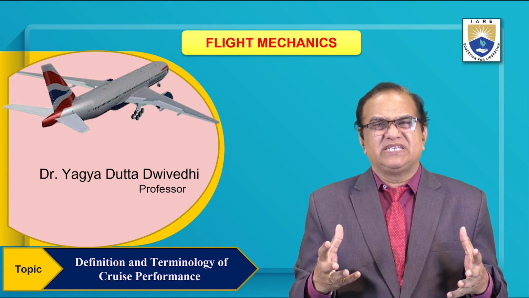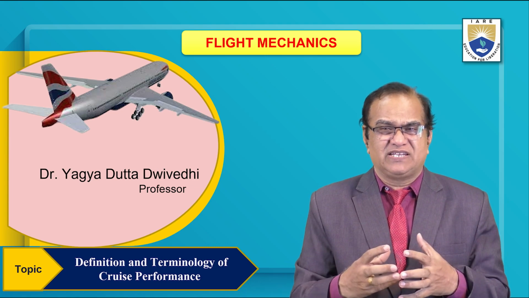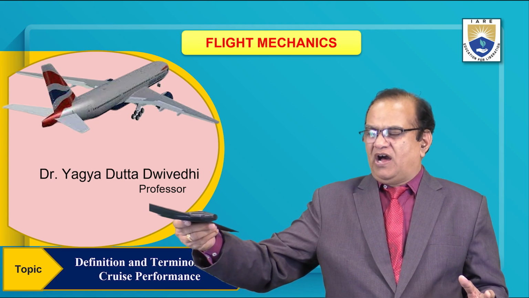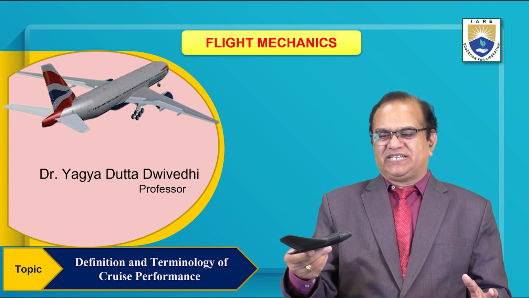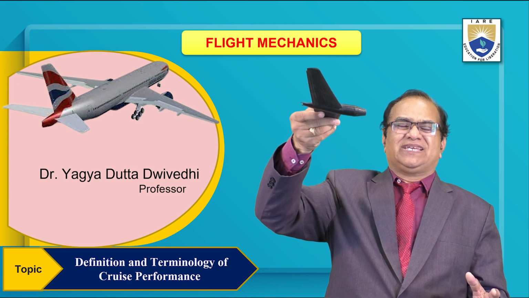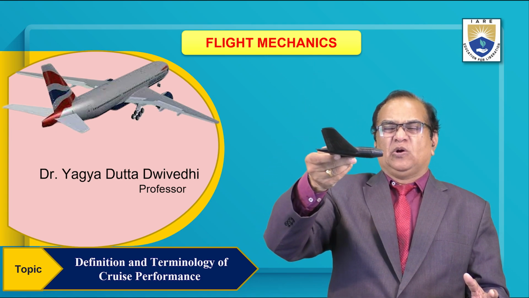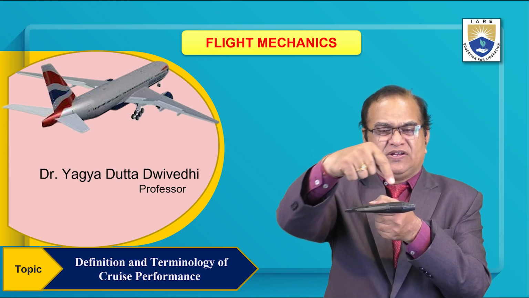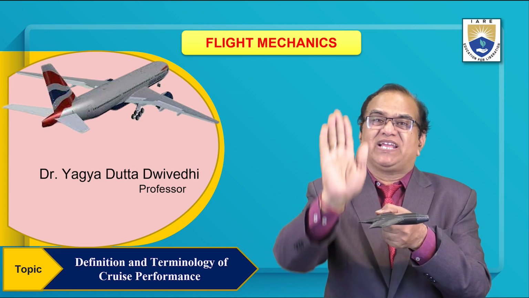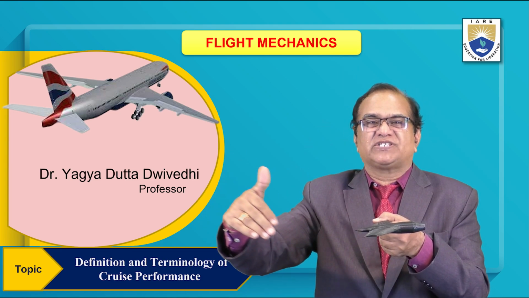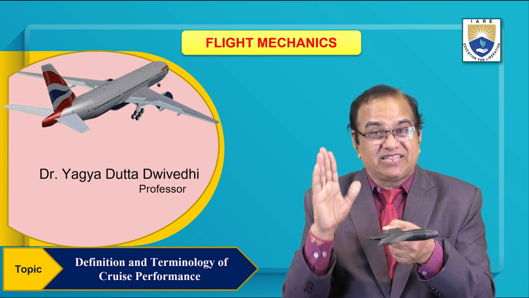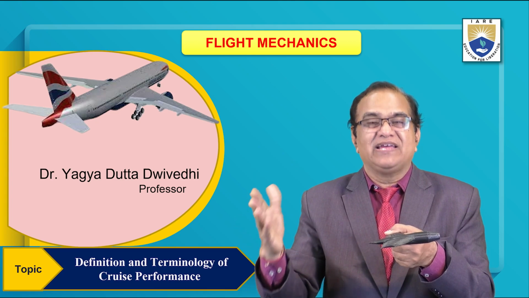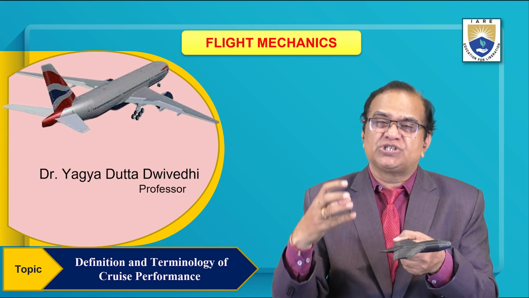Cruise performance is one of the easiest flights, in which your aircraft is first on the runway, going like this, then it is climbing. After reaching a specific height, it will go a very long distance. In this case, lift is equal to weight, thrust is equal to drag. So the vertical forces will be balanced and the horizontal forces will also be balanced, like these equations of motion where L is equal to W and thrust is equal to drag. This type of motion is called cruise flight.